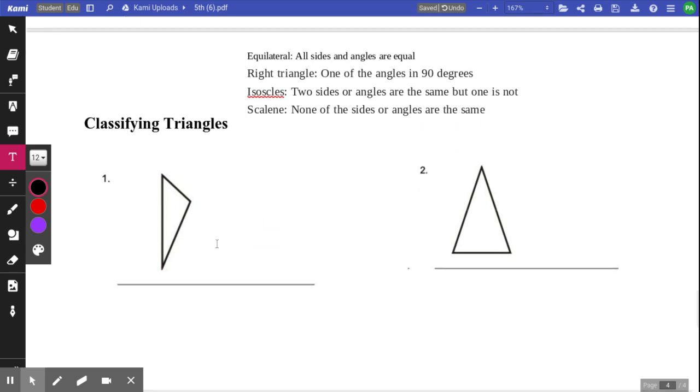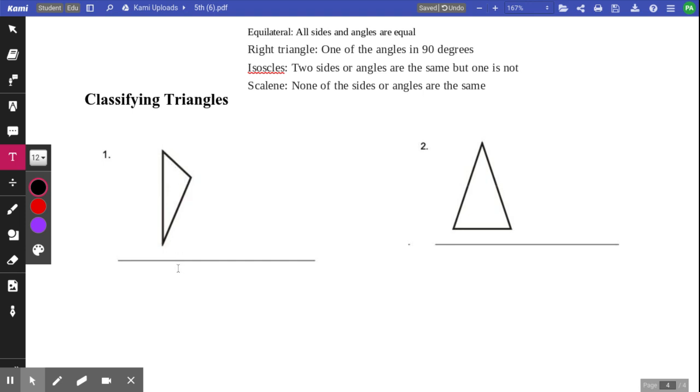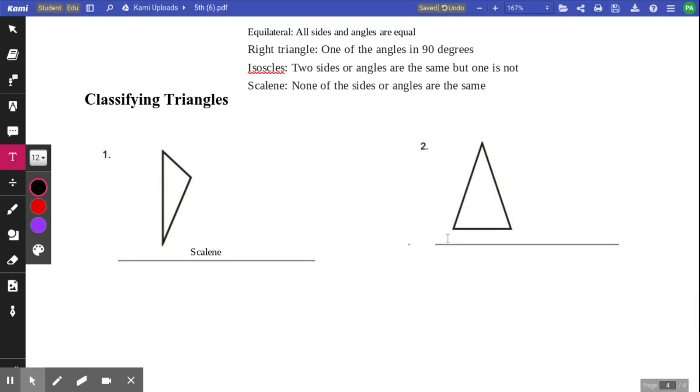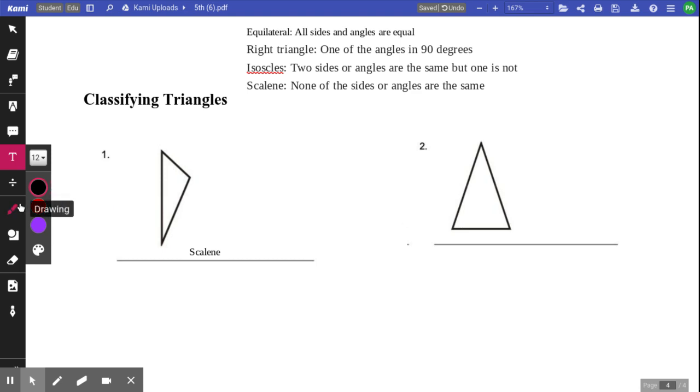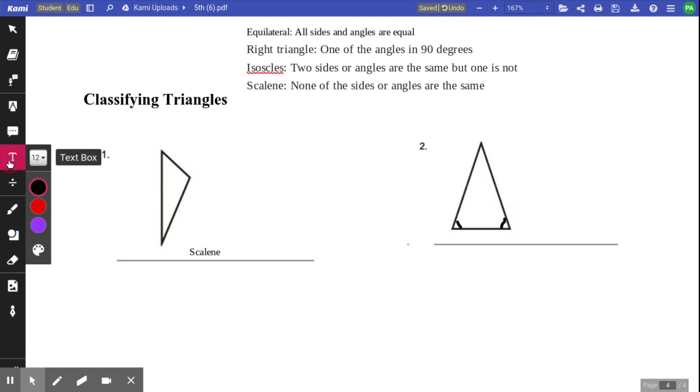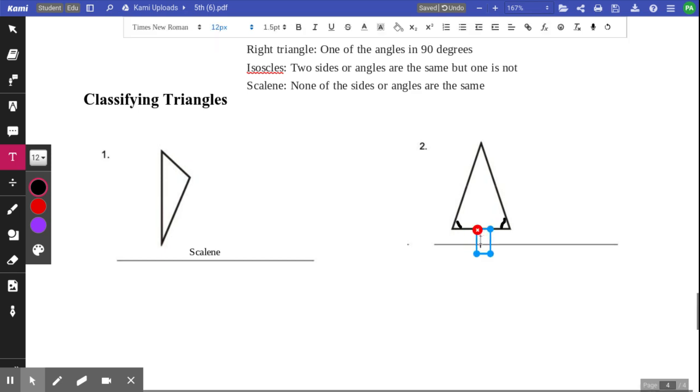So let's look at number 1. As we see here, none of the sides are the same, so you can automatically say that this is a scalene triangle. Or you can look at it by the angles. Number 2, you see that these two sides look the same, and this lower one's completely different. You can also see that this angle and this angle are the same. So this is an isosceles triangle.